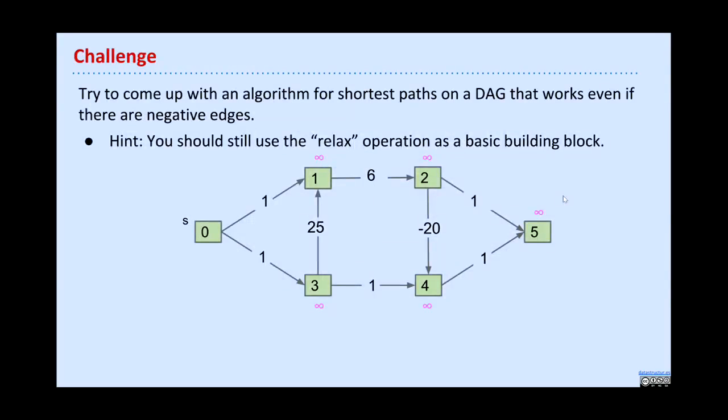So what I'd like you to do now is try to come up with an algorithm for shortest paths specifically on a DAG. That is a directed graph with no cycles. You should still use the idea of relaxing edges. That should be a good building block in your mind for how to solve it. And it's supposed to work even if there's negative edges. So I'll give you guys a minute or so to think about how you might do that. This is an easier problem than topological sort.